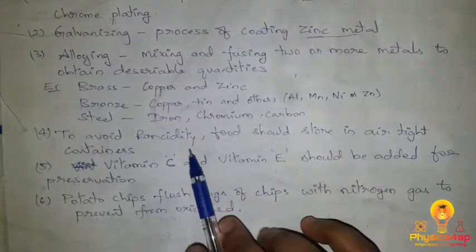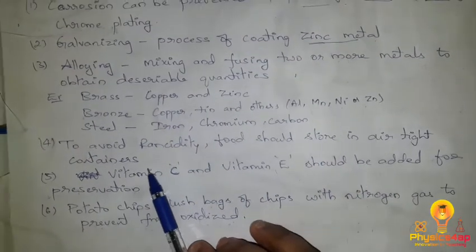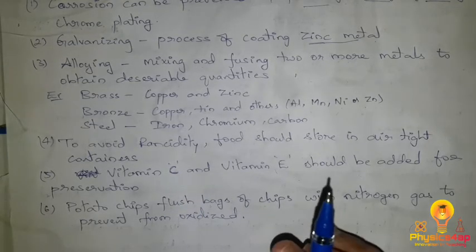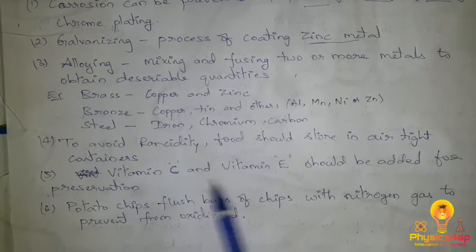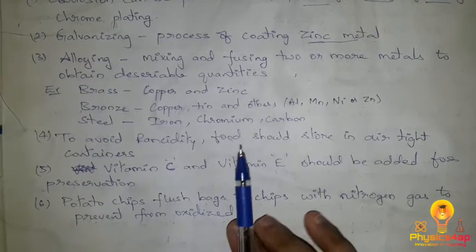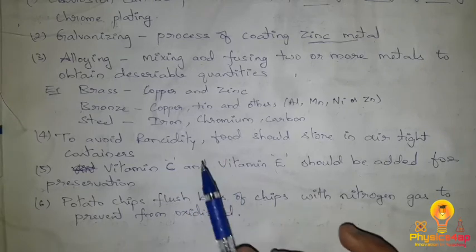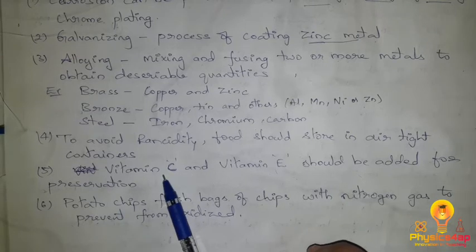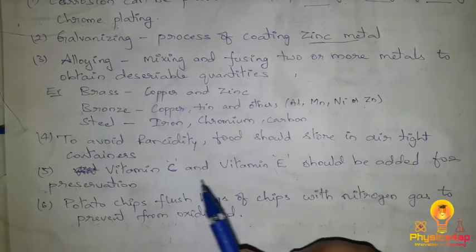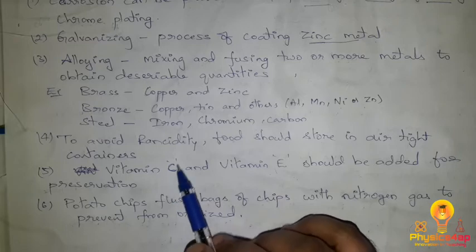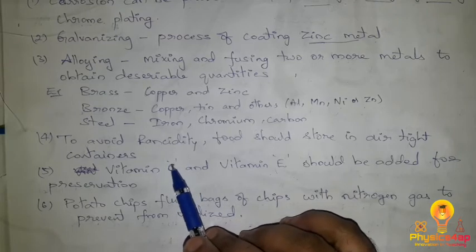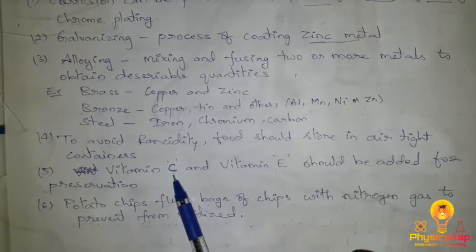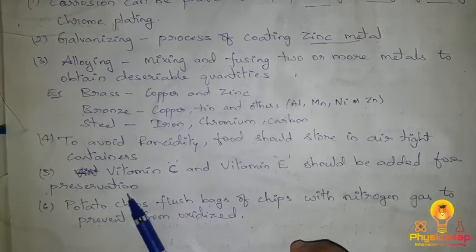And to avoid rancidity, we should store food in airtight containers, like plastic containers, where air cannot enter. And also vitamin C and vitamin E should be added for preservation, when the food is going to be spoiled. We can use lemon on it, so when you use lemon, it won't get rancid, and it is preserved for a little bit longer. So vitamin C and vitamin E are added for preservation.